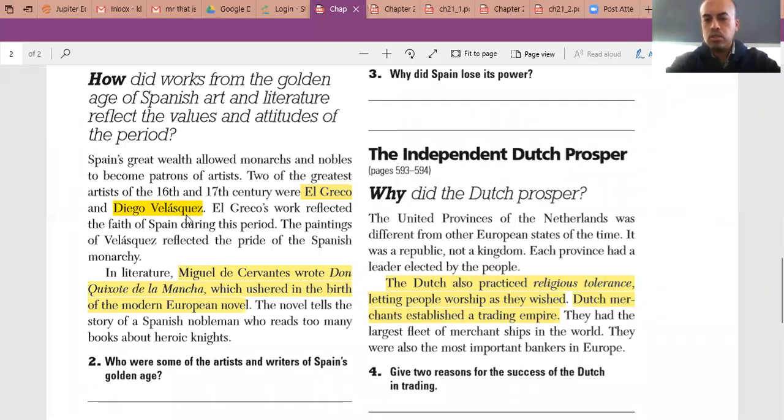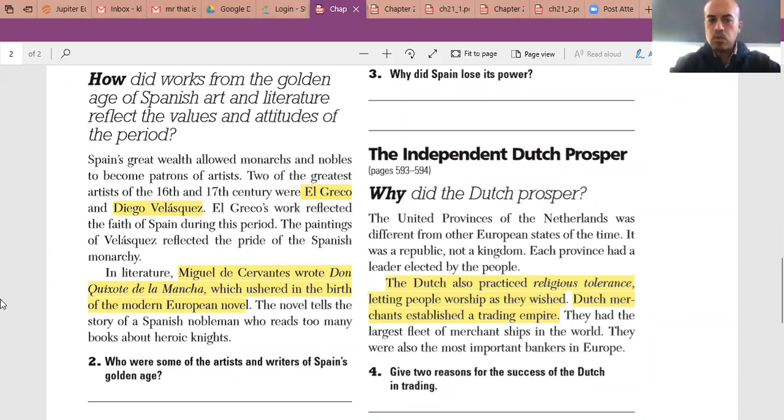These are two great artists at the time of Spain's golden age. The El Greco work reflected the faith of Spain during this period. The paintings of Velázquez reflected the pride of the Spanish monarch. We may have another question on this point. What is the difference between the kind and the style of art between El Greco and Diego Velázquez?